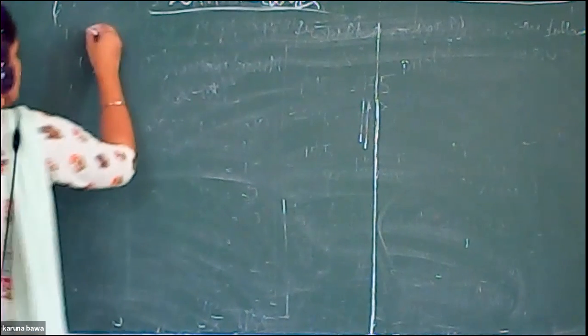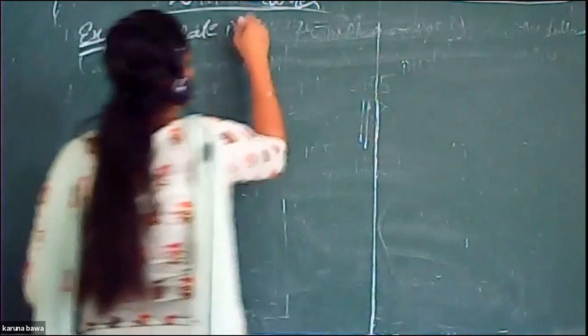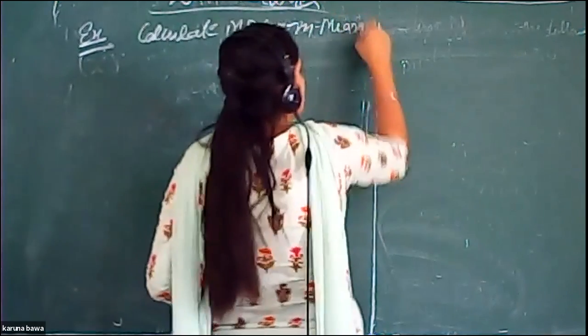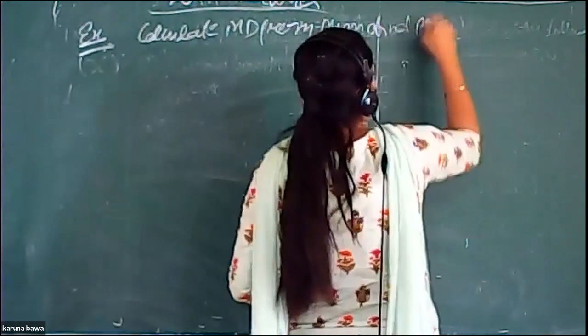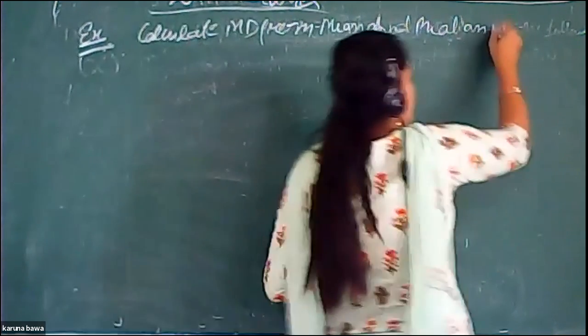Second series is discrete series. Same as before, find out the mean value and median value. So first of all, find the mean deviation with a new example. Calculate the mean deviation from mean and median, with the following items.